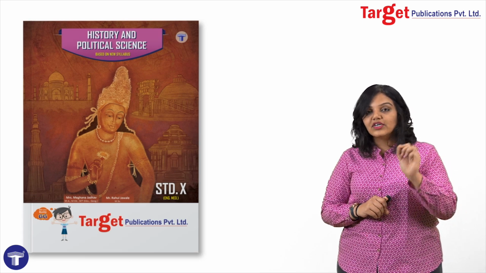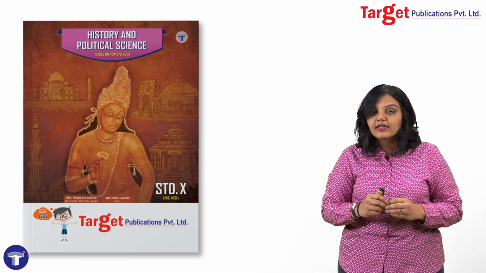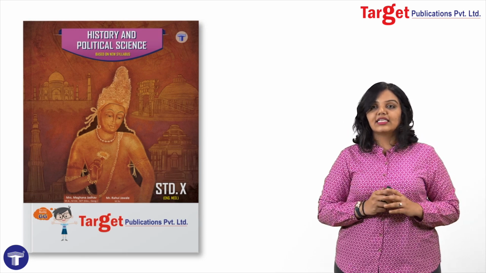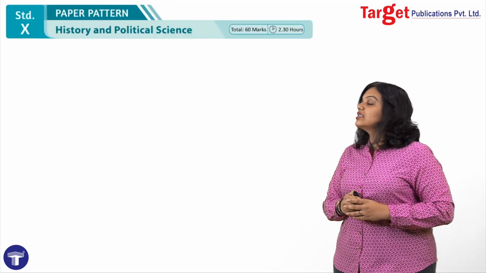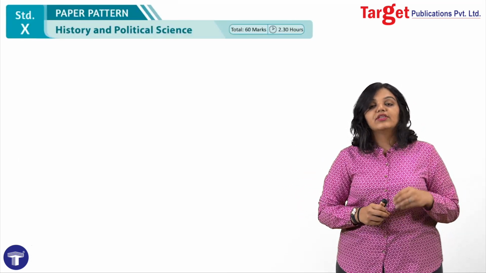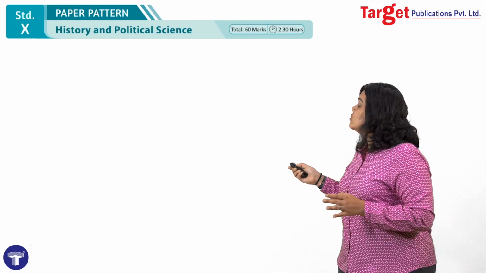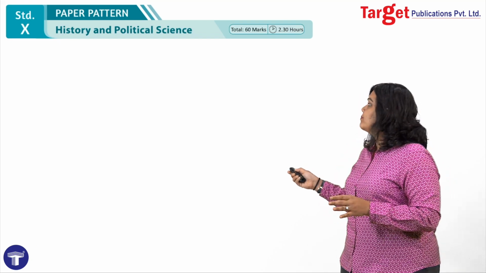And to do that, the first thing you must understand is the paper pattern of every subject. So let's begin with the history and political science paper pattern for standard 10th. You know that this paper consists of 60 marks and you will be given 2.5 hours to attempt this paper. Let's take a look at the overview of the paper pattern.